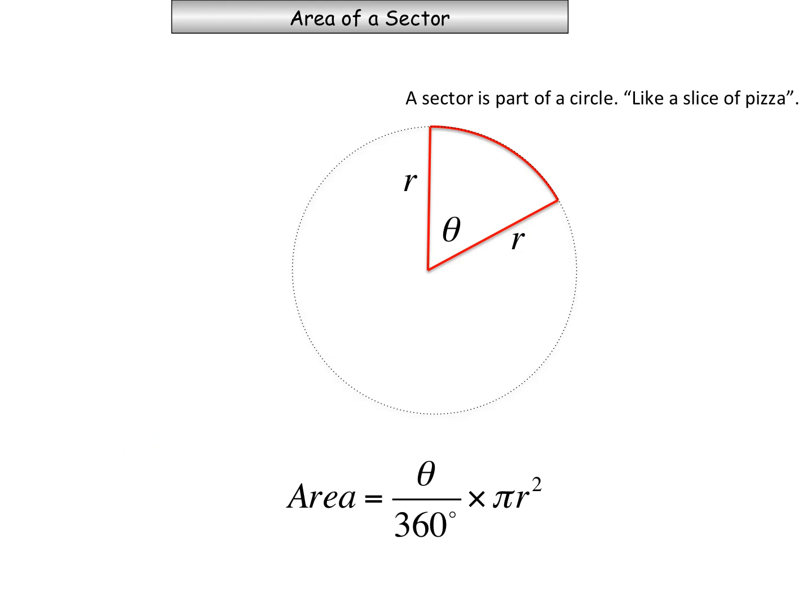Now why is it theta over 360 times pi r squared? Well, if we just had pi r squared, that's a circle. That's the area of one circle. But we have a fraction of a circle, and that fraction all depends on how big that angle is, divided by 360, because the whole angle at the center here is 360 degrees. So the angle, whatever it is, divided by 360 multiplied by pi r squared. That will give you the area of the sector.